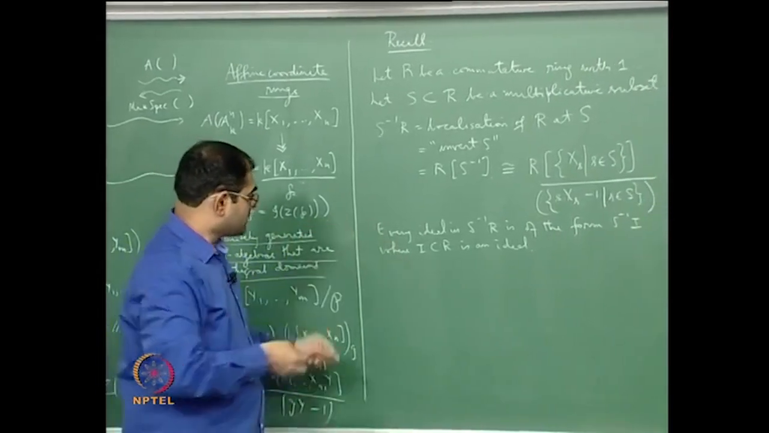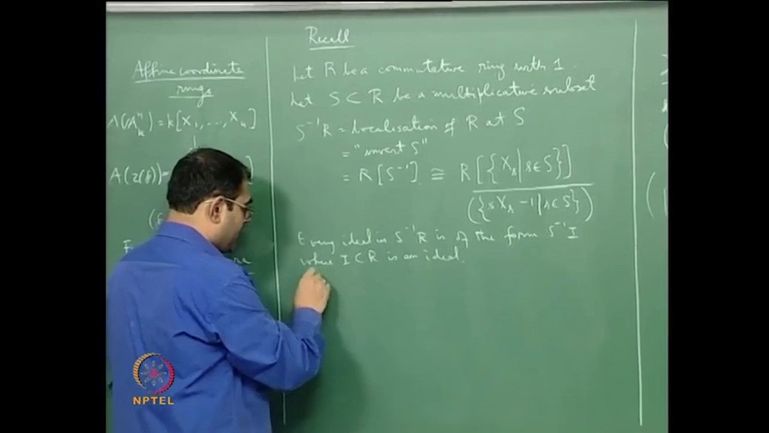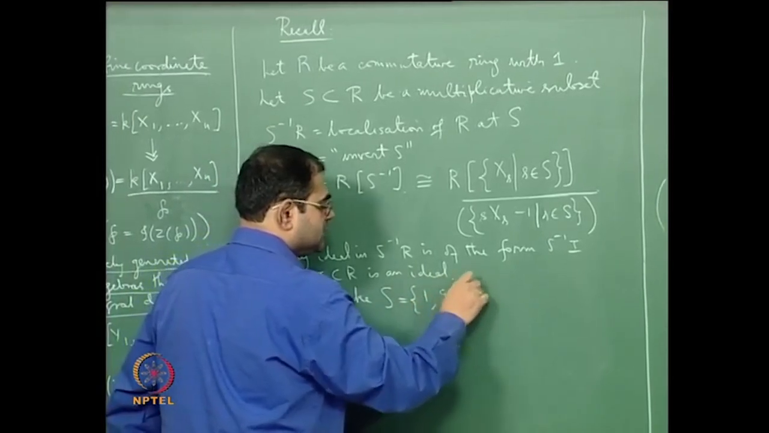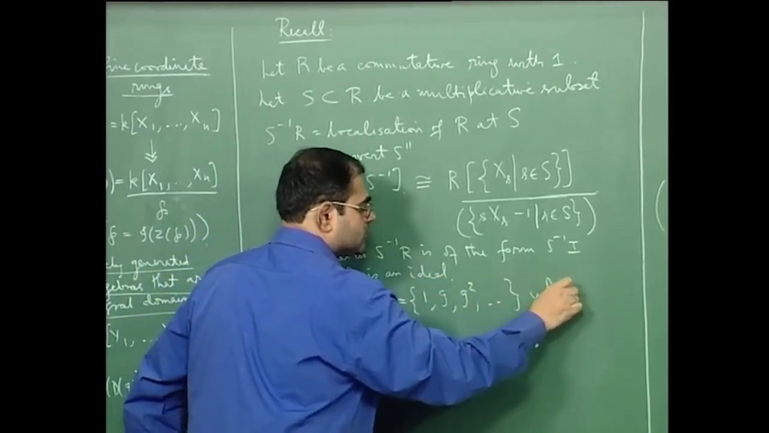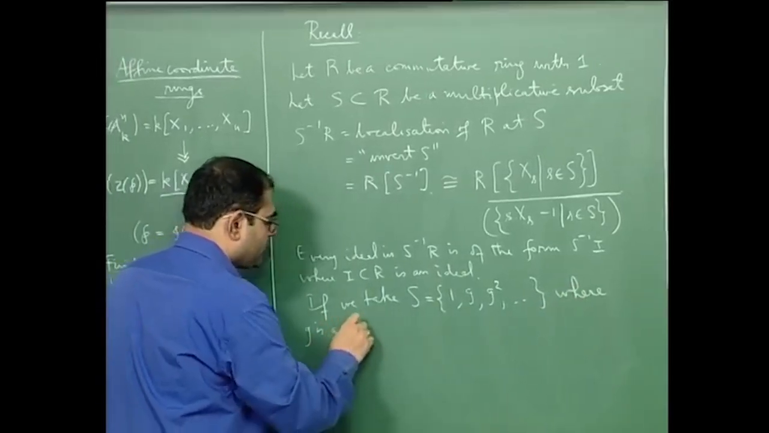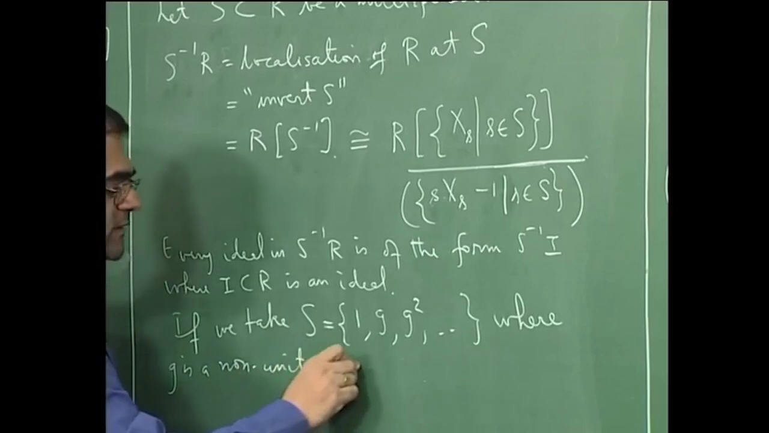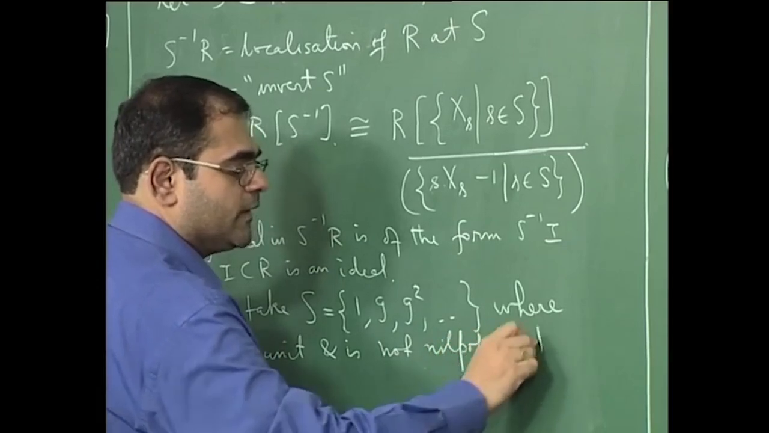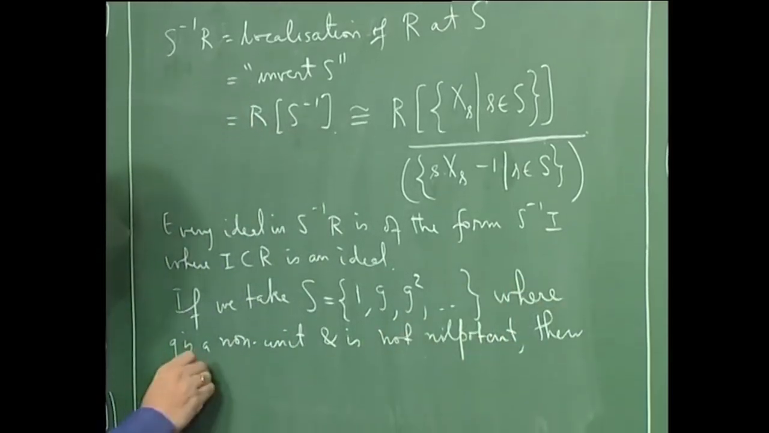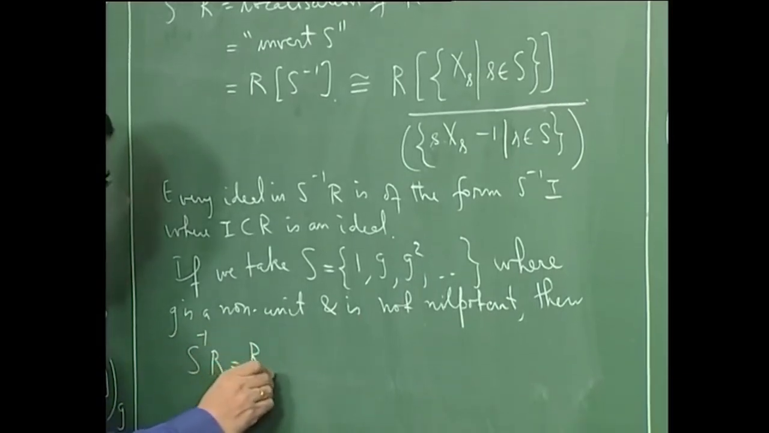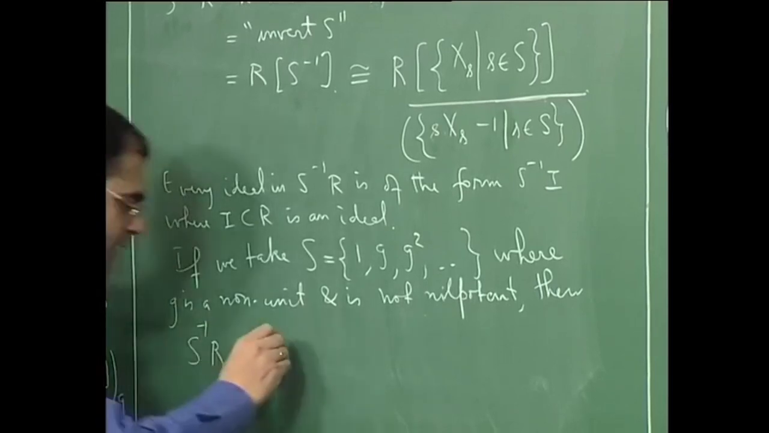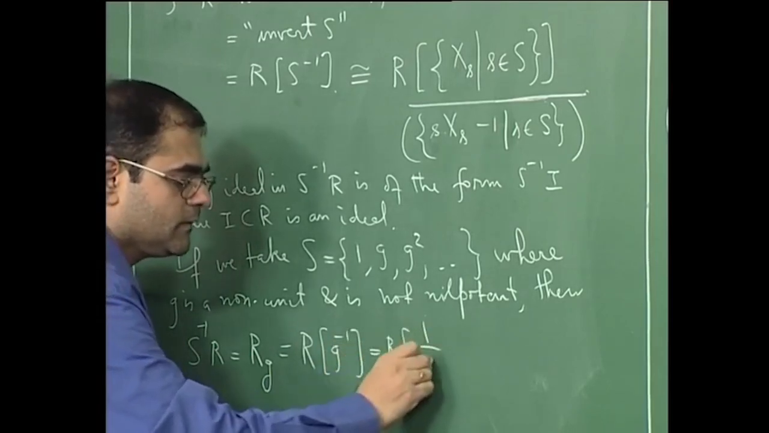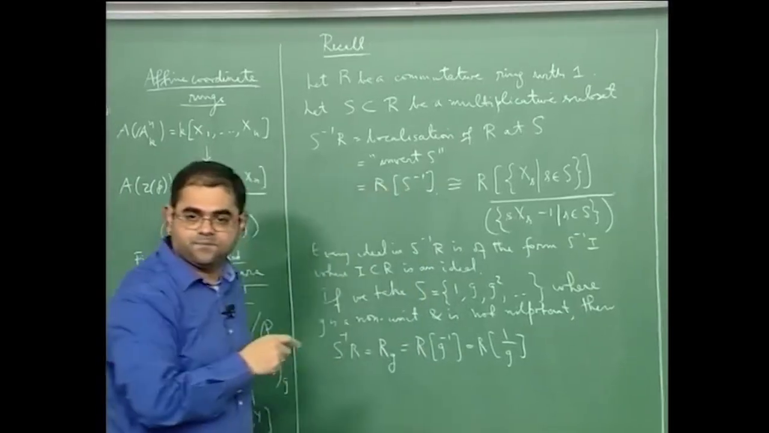So the moral of the story is that if we take S to be the subset 1, g, g squared, where g is a non-unit and is not nilpotent, then we usually denote S inverse R as R_g. This is the notation. Sometimes you also write R[1/g], R_g inverse or R[1/g], in keeping with this notation R[S inverse], okay.